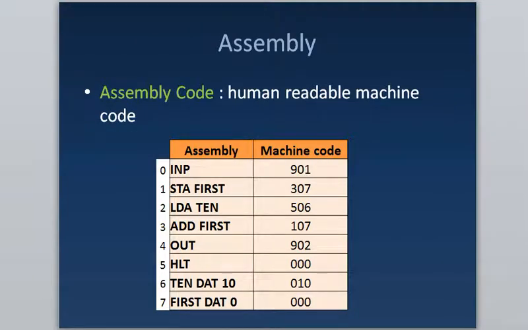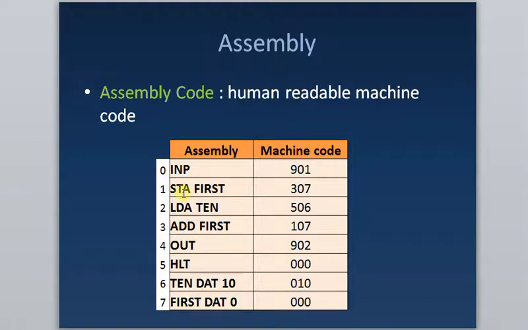So assembly language was an early invention to make machine code more human-friendly. The usual idea for assembly code is it's pretty much a one-to-one correspondence between an assembly instruction and a machine instruction. So the assembly instruction might be INP, which would correspond to the machine code 901, get input.